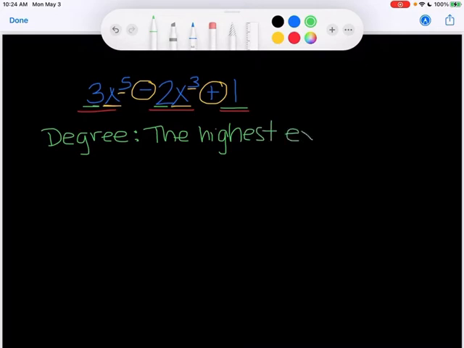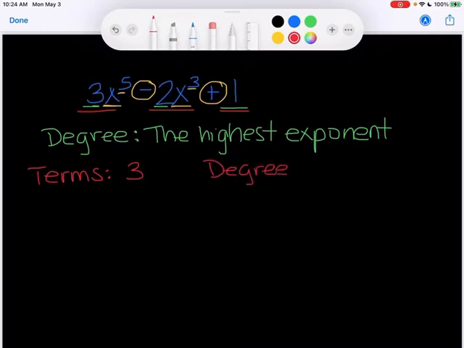Okay. So we need to know how to name this by degree and the number of terms. Well, in this case, we have 3 terms, and our degree is 5 because that's the highest exponent. So to name it by terms, it's either going to be a monomial, a binomial, a trinomial, and then after that, we just call it a polynomial.